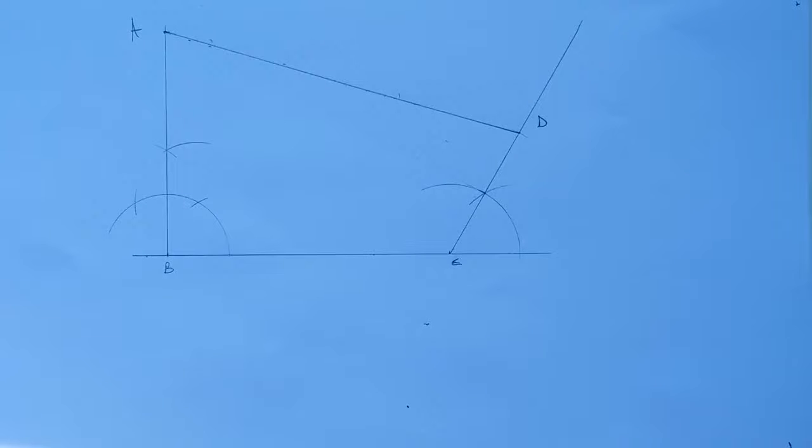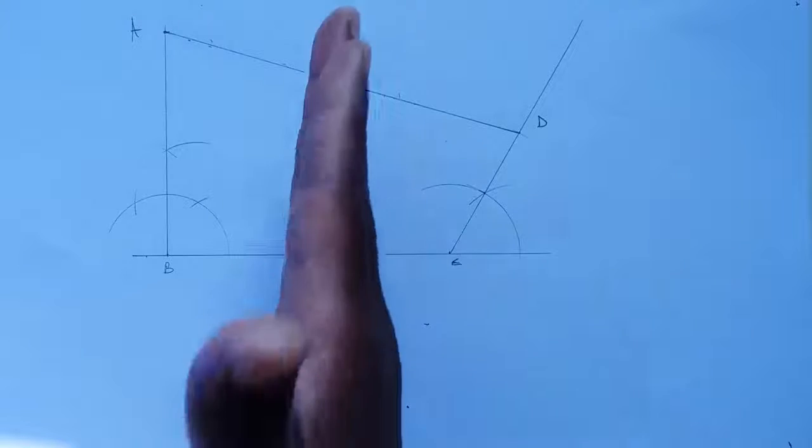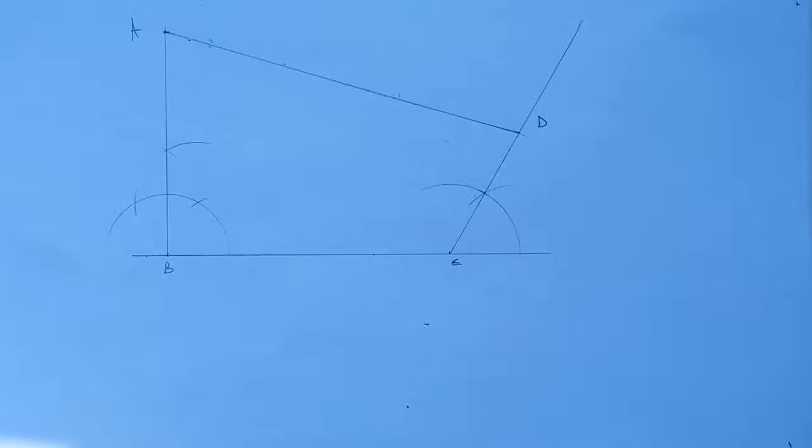Right. We have finished drawing the quadrilateral ABCD. Now we go to part A2. We want to draw the locus of points equidistant from B and C. Equidistant from B and C, which means those points have to be equally from B and equally from C. So basically it's a straight line which bisects B and C.